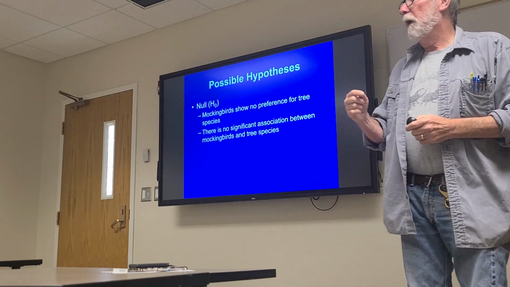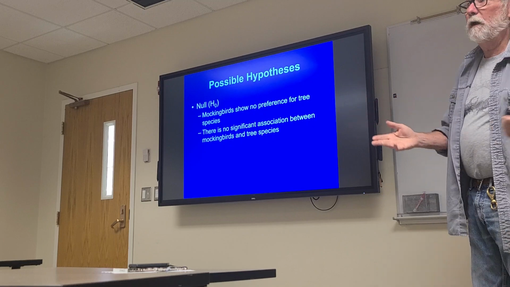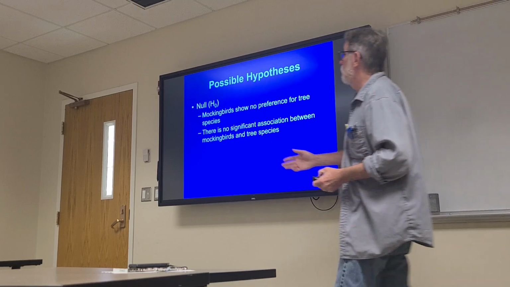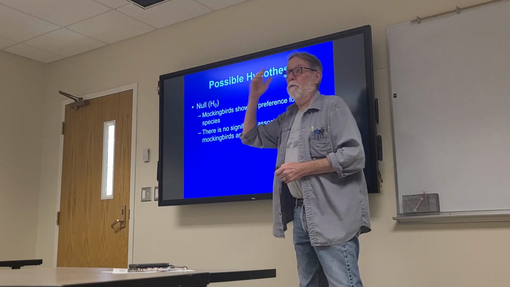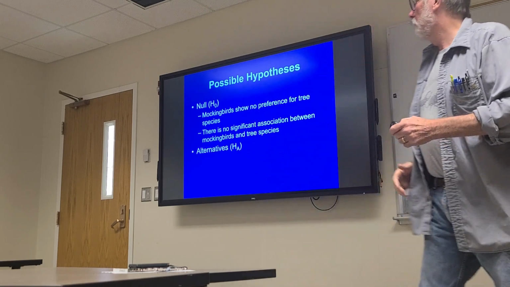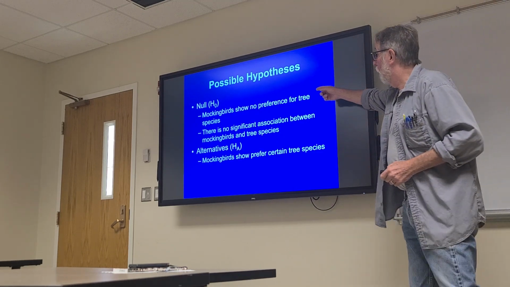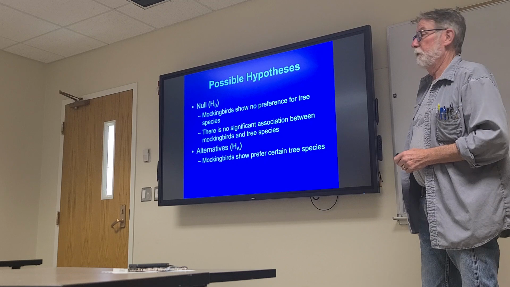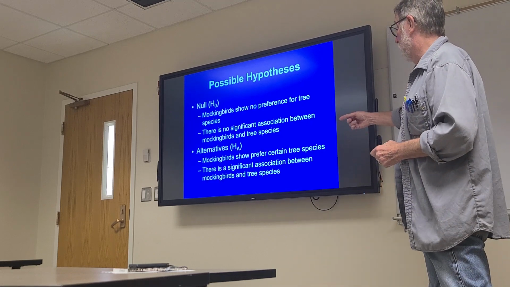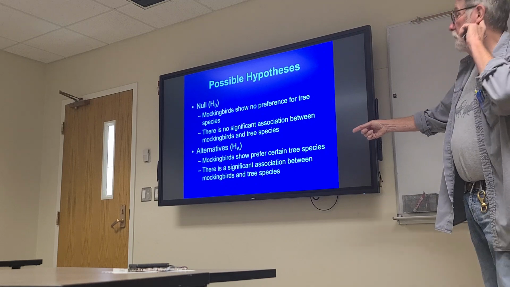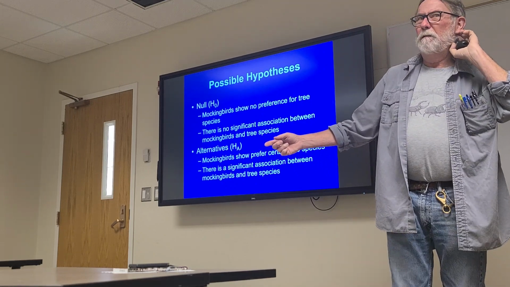The alternative hypothesis, which of course is the exciting one. That's the one we're trying to, basically, shoot out of the water. If we shoot this one out of the water, then we support the other one. So our alternative hypotheses are: the mockingbirds do show a preference for tree species, or you could say there is a significant difference in the association between mockingbirds and tree species. That makes sense so far.